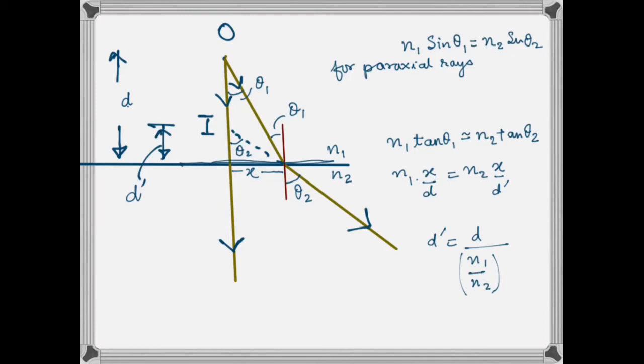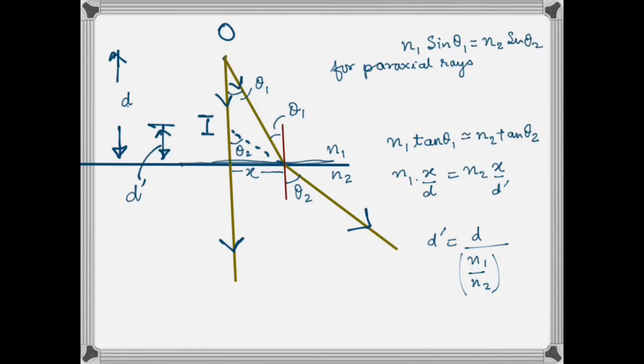Now, if all these angles, theta 1 and theta 2, are small angles, then we say that these rays are paraxial rays. Paraxial rays are those which make a small angle with the normals. So, if the angles are small, we can replace sine by tan. Now, see the figure: tan theta 1 is x over d, while tan theta 2 is x over d dash from this triangle. So, we have this relation.